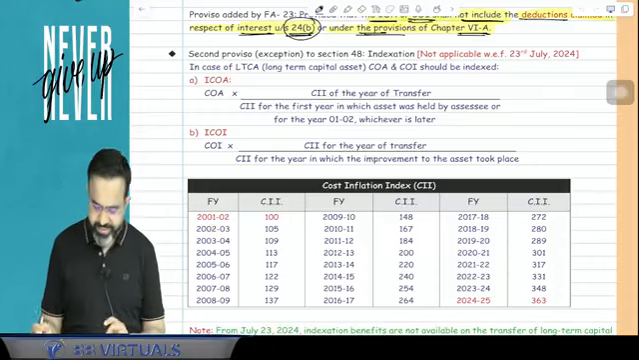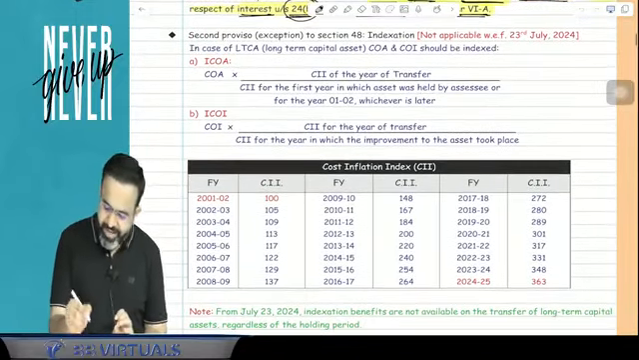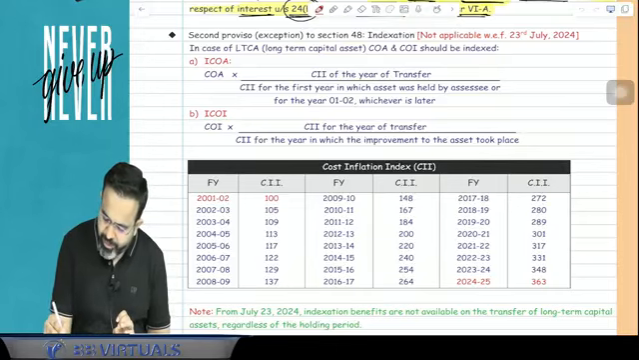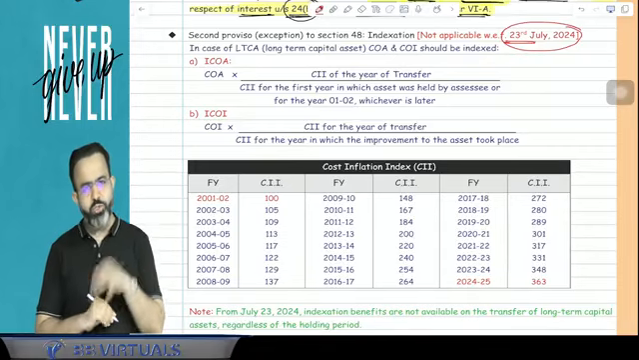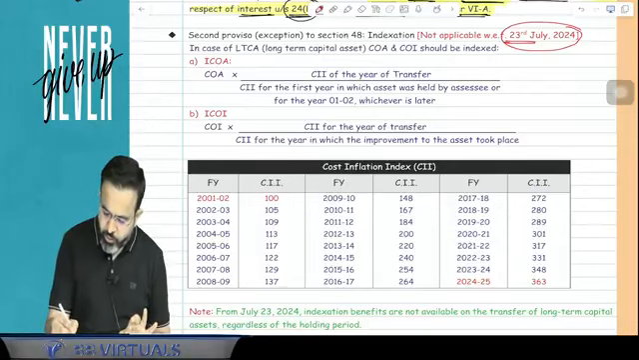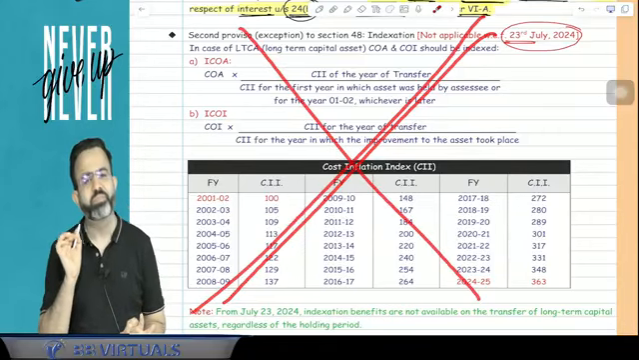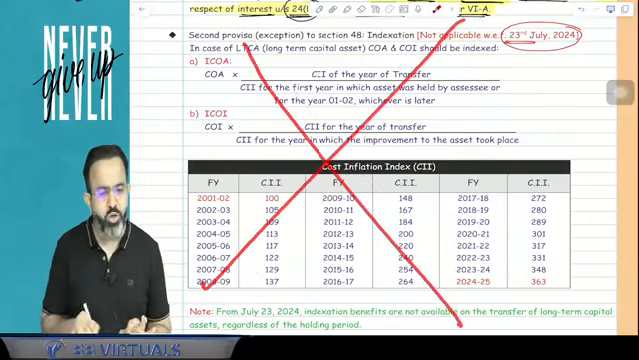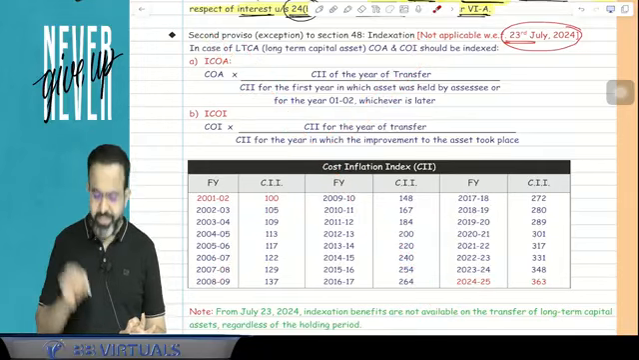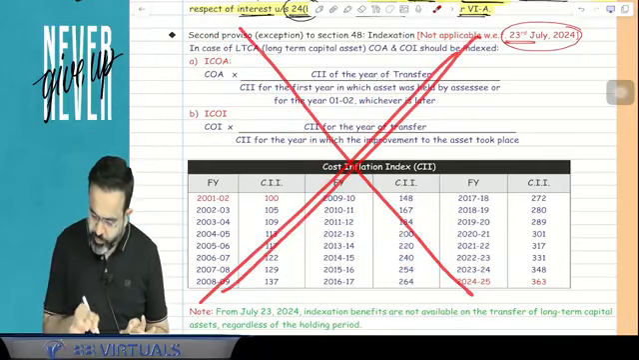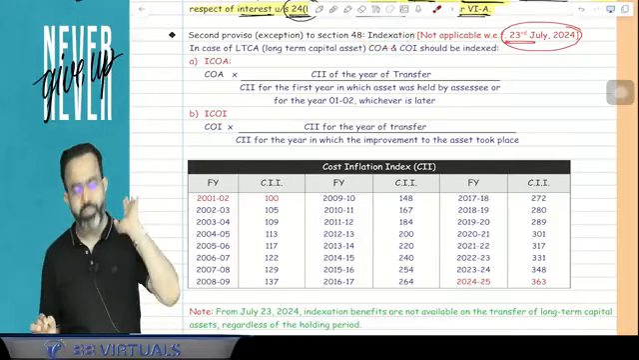So here indexation is available, but what I have mentioned is that indexation is not applicable with effect from 23rd of July 2024. So with effect from 23rd of July 2024, this indexation is not applicable at all. This section is not applicable at all from 23rd of July 2024. Means this indexation, this proviso, is not applicable.